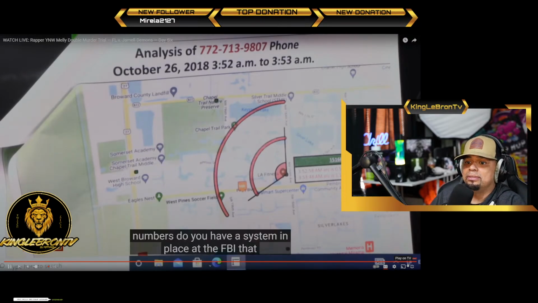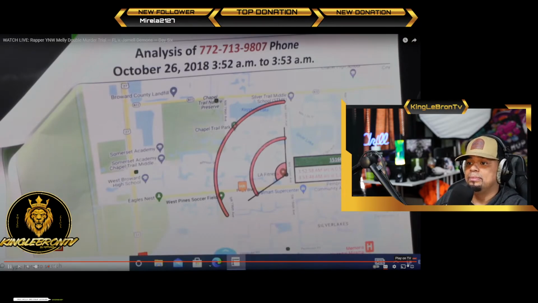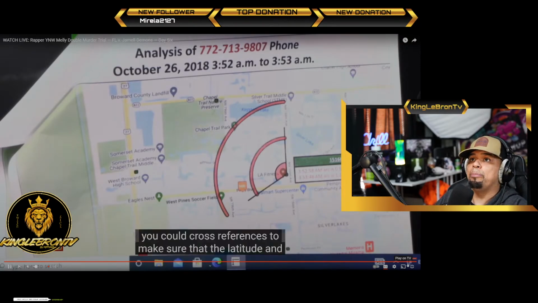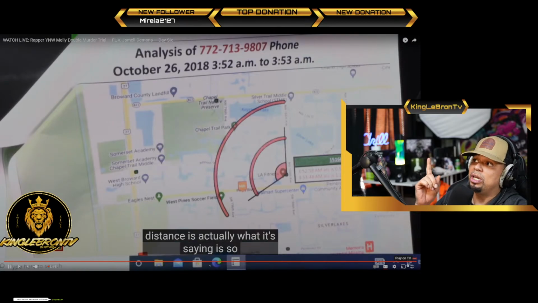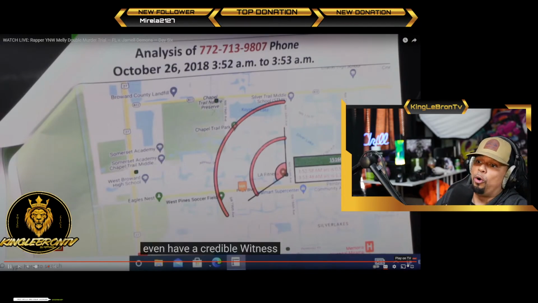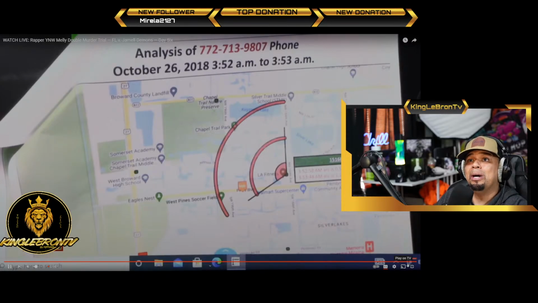You have a system in place at the FBI that you could cross-reference. But we also have to make sure about this, because we're talking about putting a man in jail, and not even for life. We're talking about putting a man in jail and then taking his life, because they're trying to hit him with the death penalty over witnesses that don't know what they're talking about. You're there to explain this.